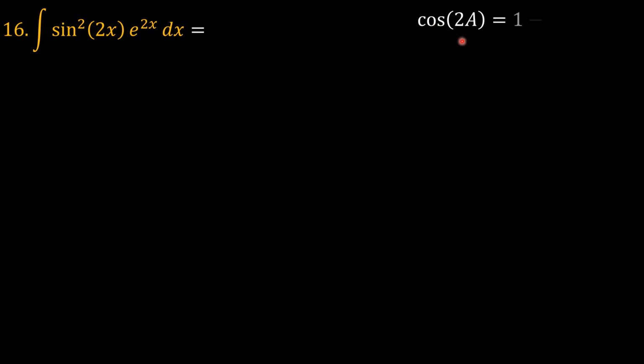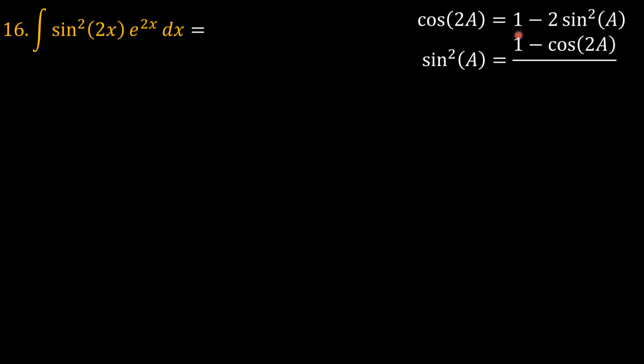To problem number 16, the first thing is the square of sine of 2x. I think we want to express that through a double angle formula, and we could use cosine 2a being equal to 1 minus 2 sine squared a, and so sine squared a is the same as 1 minus cosine 2a over 2.